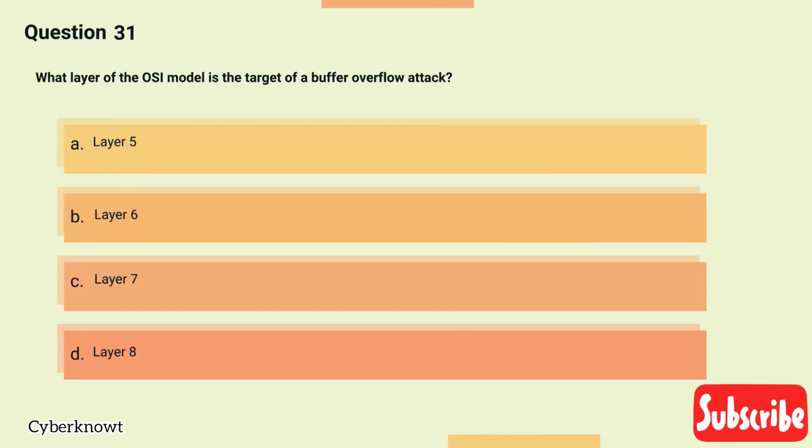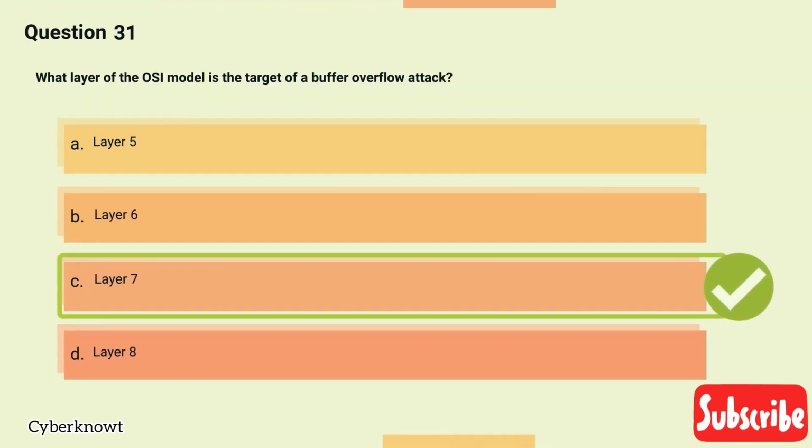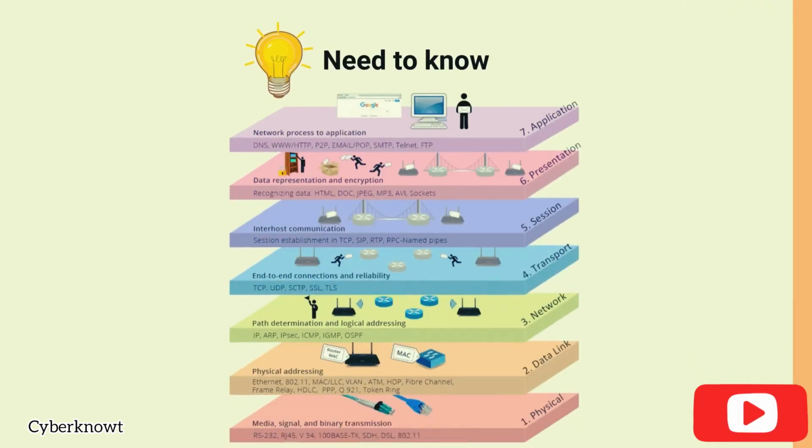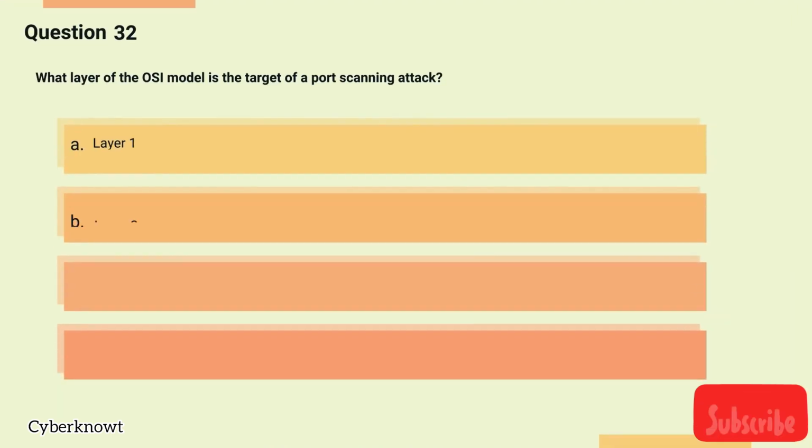Question 31. What layer of the OSI model is the target of a buffer overflow attack? Option A. Layer 5. Option B. Layer 6. Option C. Layer 7. Option D. Layer 8. The correct answer is Option C. Layer 7. Explanation. A buffer overflow attack is a type of attack that targets the application layer, layer 7, of the OSI model by sending more data to a program or service than it can handle, causing it to crash or execute arbitrary code.